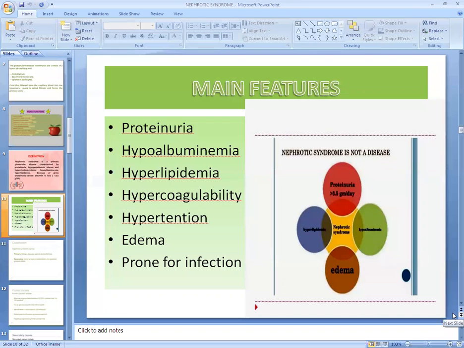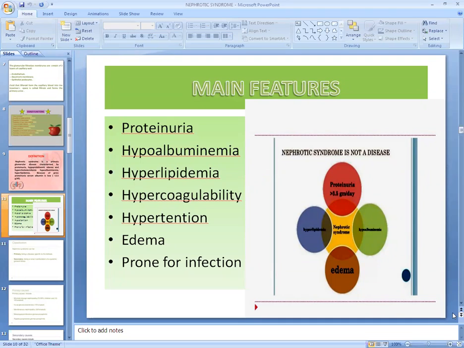So the main features of nephrotic syndrome: proteinuria, loss of proteins, leading to hypoalbuminemia, that is decreased albumin level in the body, with simultaneous increased synthesis of lipids because proteins are lost. So for energy purpose, your body synthesizes more and more lipids. Your body cannot utilize proteins for calorie production. So if there is no protein for calorie production, your body tries to synthesize more and more lipids. So there is hyperlipidemia, hypercholesterolemia, increased synthesis of lipoproteins.